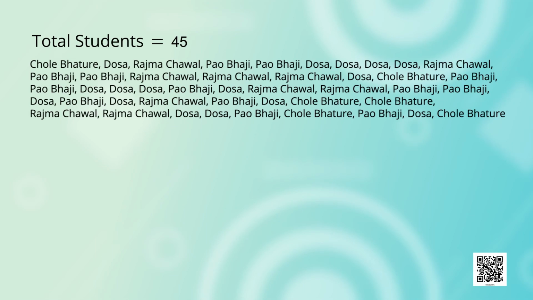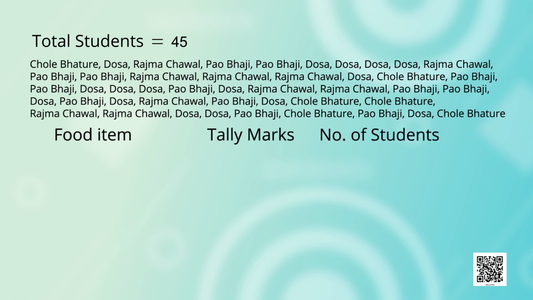First of all, let us look at the list of different food items opted by students of class 10. Let us make columns like this. First of all, we will write food item, then tally marks, then number of students. So the first food item is chole bhature. So we will make a tally mark in front of chole bhature. Then comes dosa. Now make a tally mark in front of dosa.